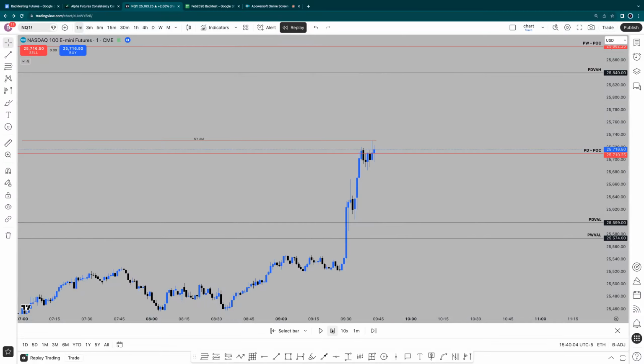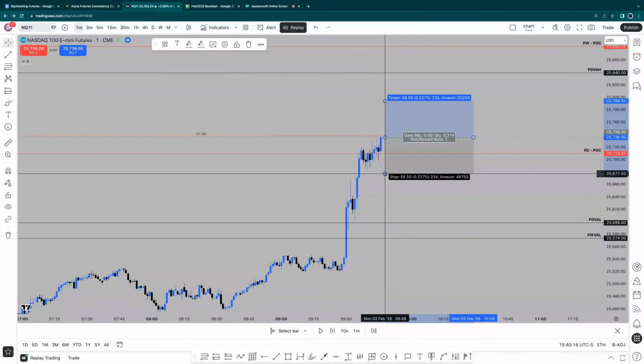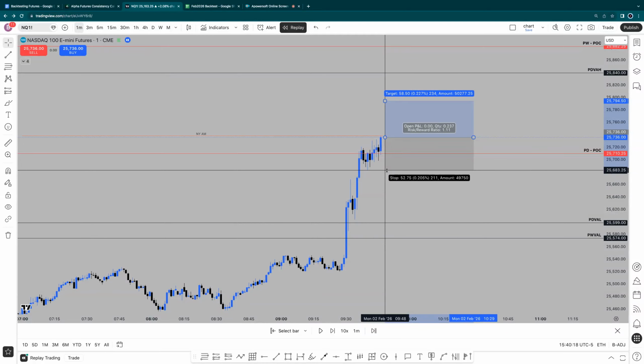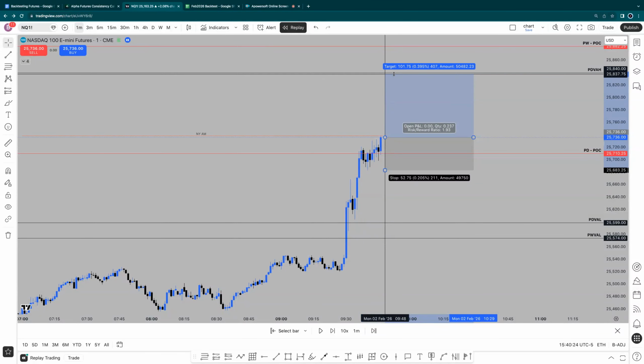Okay, so that's not convincing to me, and neither is that. Okay, so for me now, I'm going to take a trade here. And I'm going to put my stops a little bit below this, I would say. Just depends on if we can get the 2R. Okay, so that's basically 2R there.